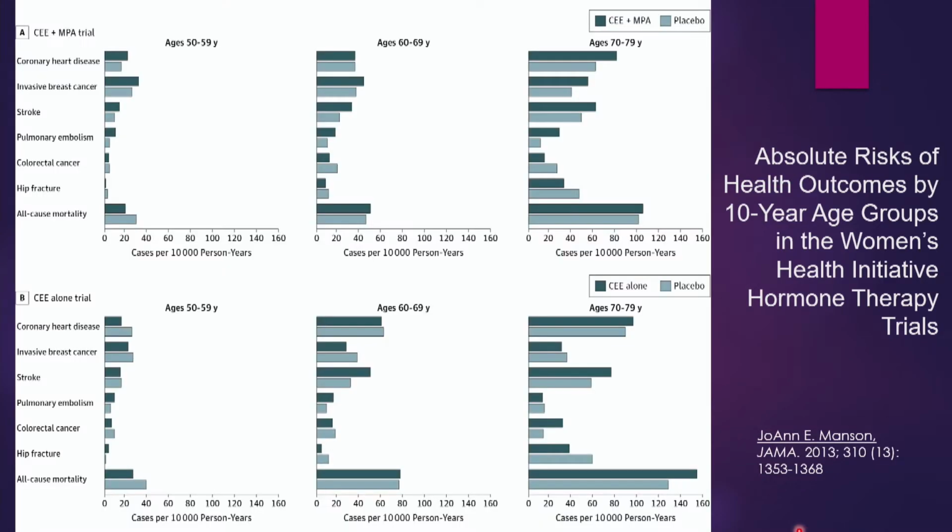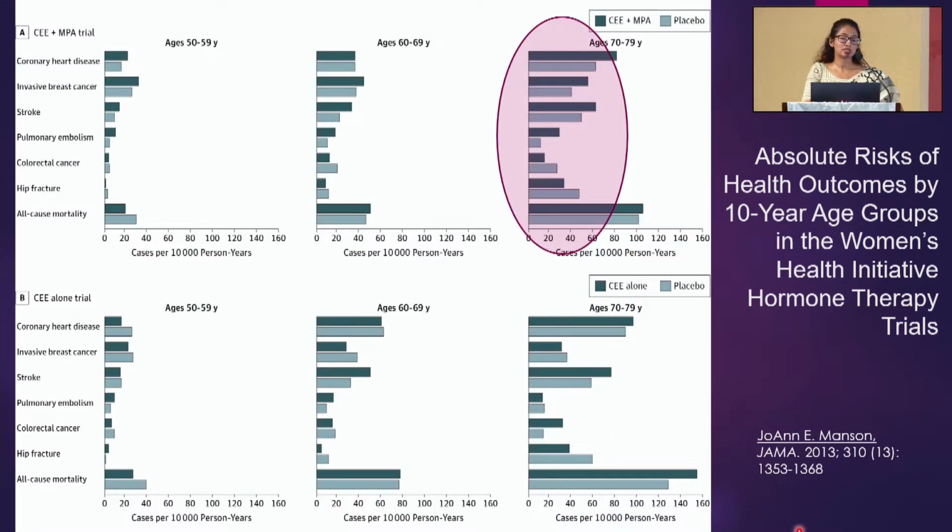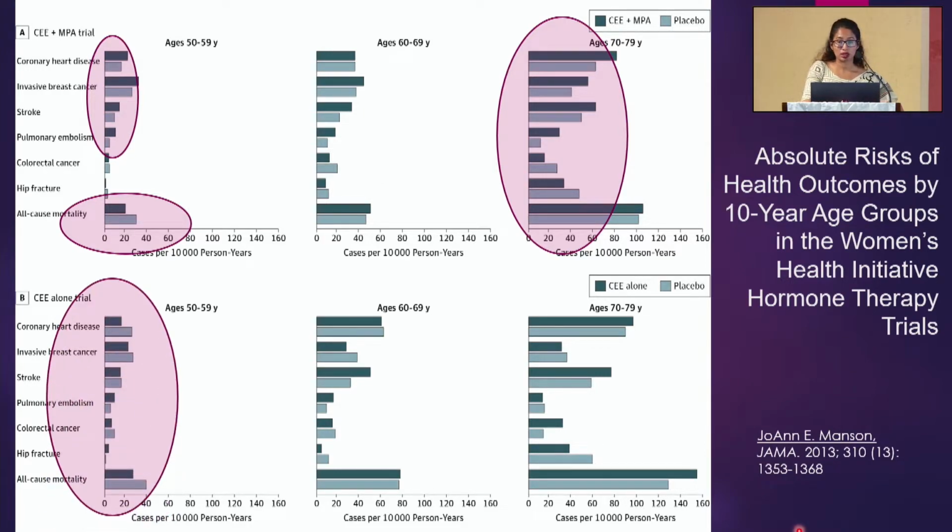Then when you look at the same WHI data and divide it into 10-year age groups, you can see that the majority of these adverse outcomes are congregated in the elderly age groups, and the mortality is high in the elderly age group. But if you look at the all-cause mortality in the lower age groups, like 50 to 59-year-olds, the all-cause mortality is reduced. And if you look at the cardiovascular, invasive breast cancer, stroke and pulmonary risk, they become insignificant. And if you look at estrogen alone now, it's all benefits at that point.